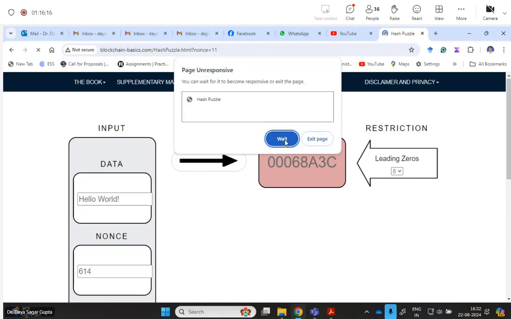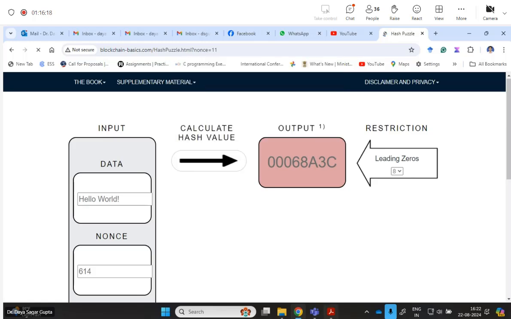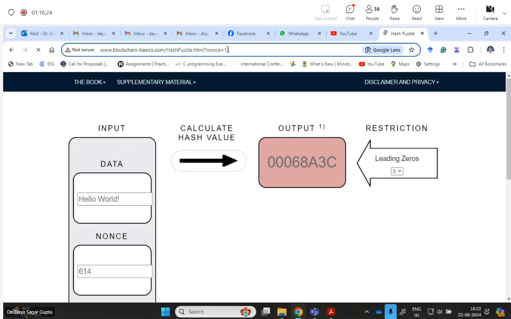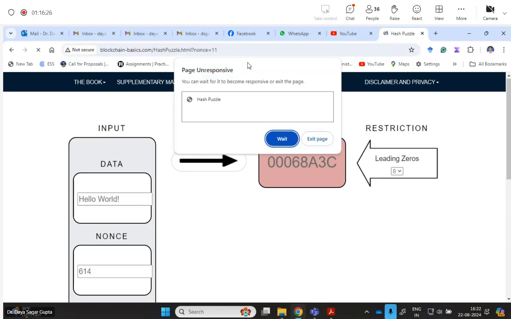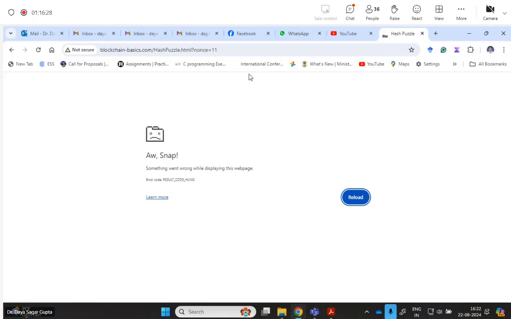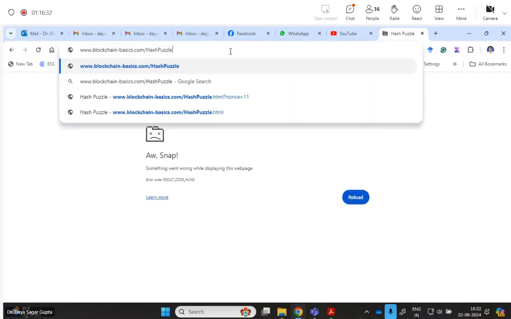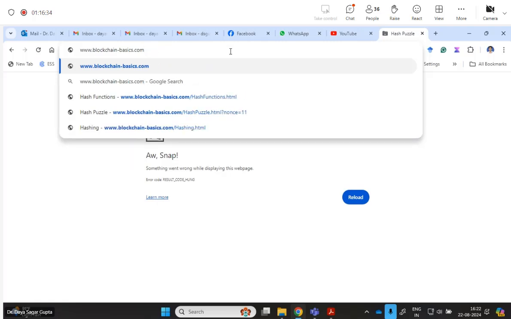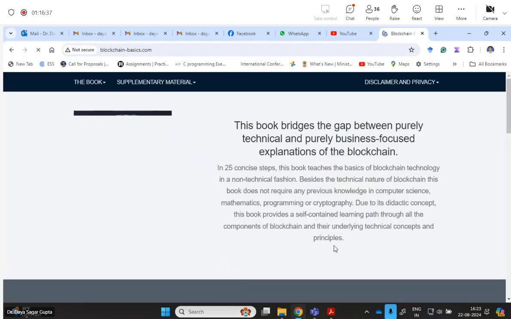Why is it hanging? Why is it doing like this? Let us see it again. Again it is the exit page. I am using the page. Again, what is the problem? This is the website.